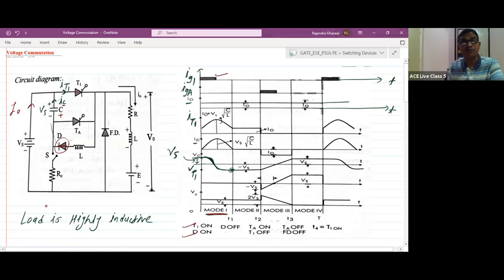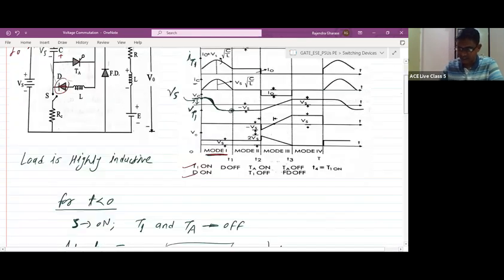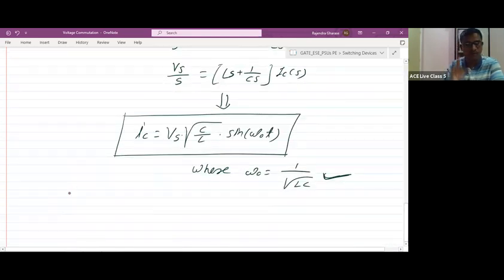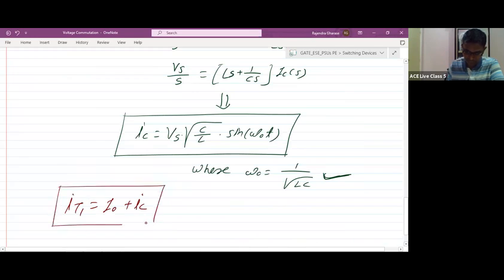So what is the current flowing through thyristor T1? The thyristor T1 current is equal to I0 plus IC. Let me write it: IT1 is equal to I0 plus IC. We are discussing only mode 1. So IT1 is equal to I0 plus IC. This is IT1.